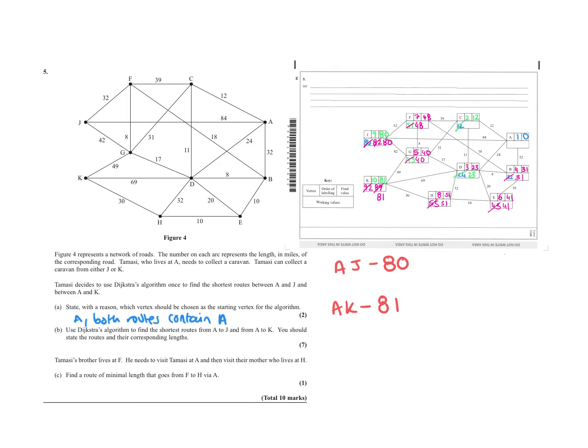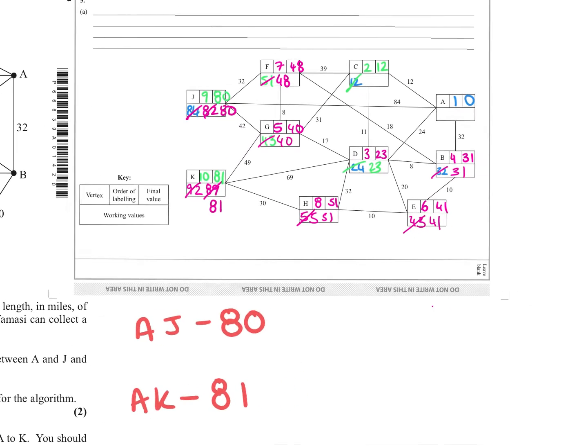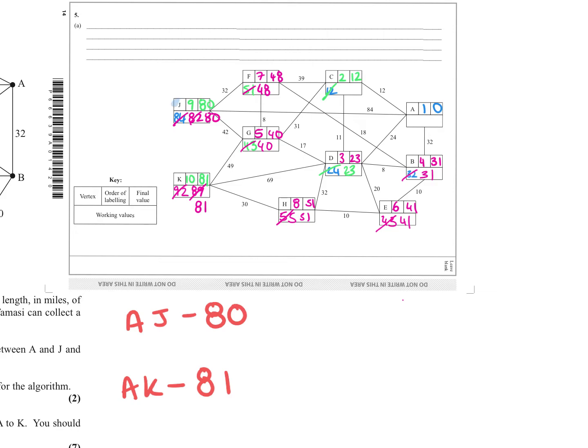Now how do I find the route? Now that's a slightly different story. We work backwards. So if we're at J, we're at 80. How do we then, if we have a look, from 80 we can either go straight to here. If I take away 84, do I get to 0? No, so that's not what I did. If I take away 32, do I get to 48? Yes. So that means I go up to F.